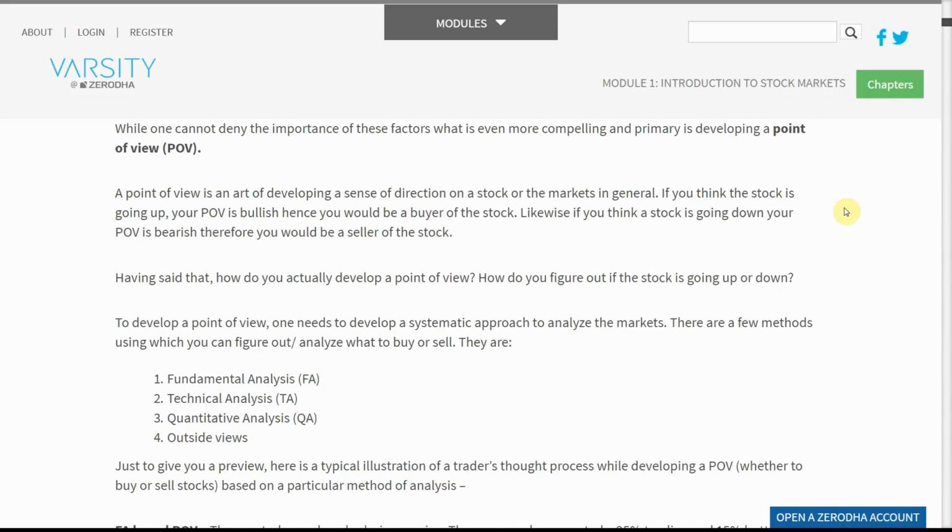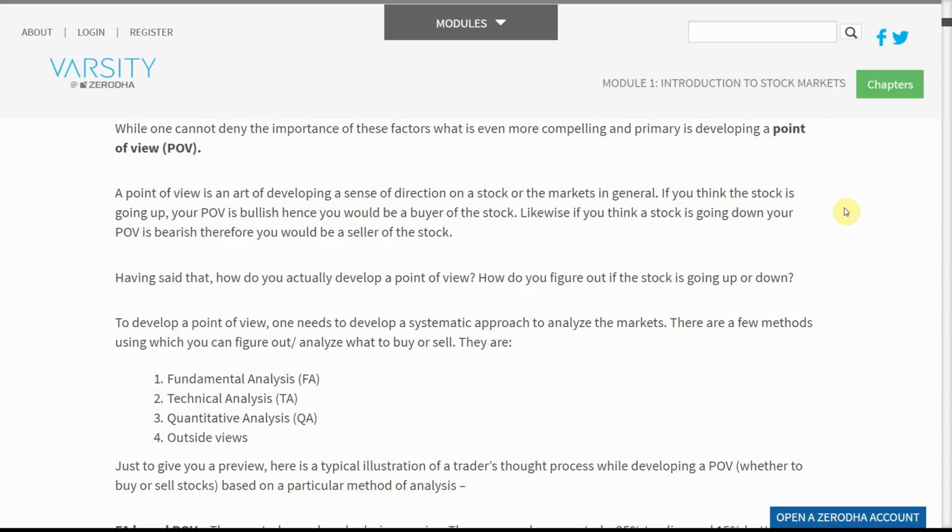A point of view is an art of developing a sense of direction on a stock or the markets in general. If you think the stock is going up, your POV is bullish, hence you would be a buyer of the stock. Likewise, if you think a stock is going down, your POV is bearish, therefore you would be a seller of the stock. Having said that, how do you actually develop a point of view? How do you figure out if the stock is going up or down?